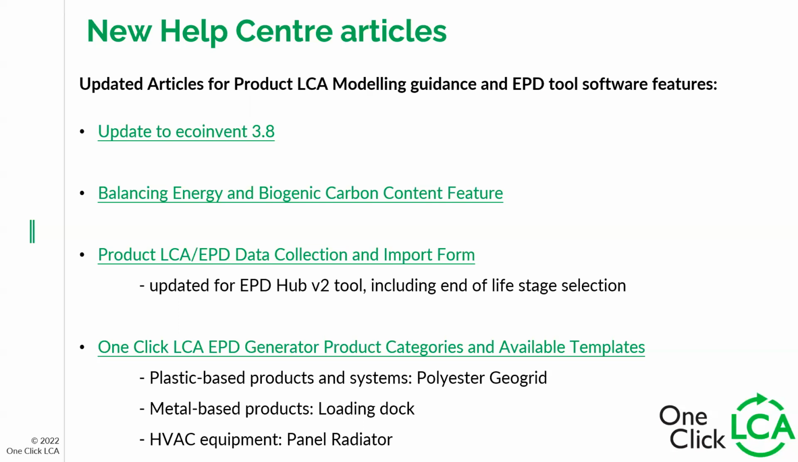And the last topic there is on the different product categories and available templates. So 3 new templates were added to the list. Under the plastic-based products and systems category, there's a polyester geogrid LCA template. For metal-based products, there's a loading dock, which is quite a detailed one. And then under HVAC equipment, we've added a template for panel radiator. So if those product categories or types of products are relevant for your portfolio, then please let us know.